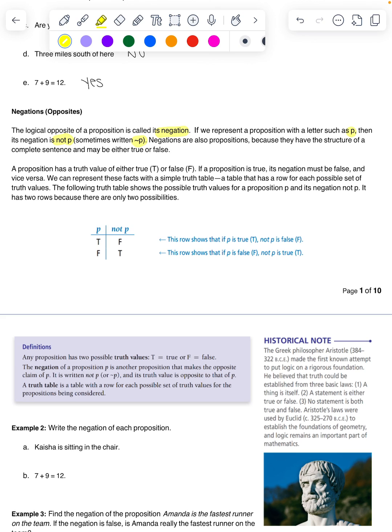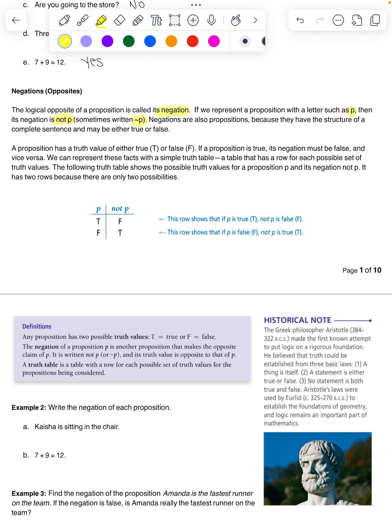We can represent these facts with a truth table. So a truth table is going to outline all of our possible truth values. Our most simple truth table would be our proposition, P. Our proposition is either going to be true or false. If our proposition is true, then the negation of our proposition, not P, would be false. If our proposition is false, then the negation would be true.